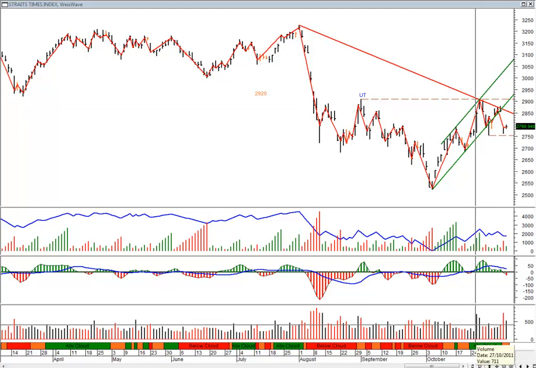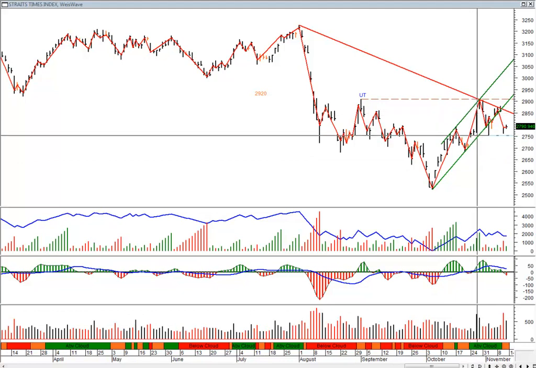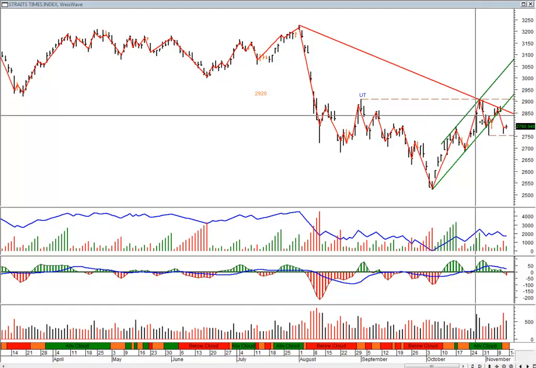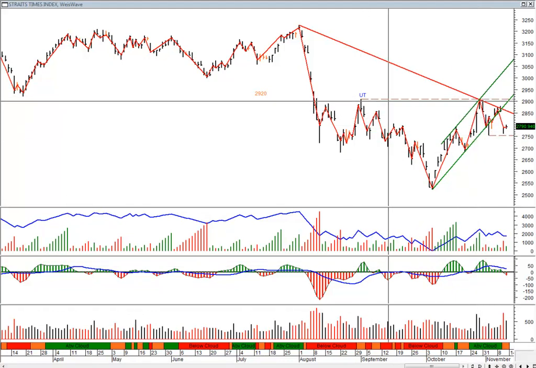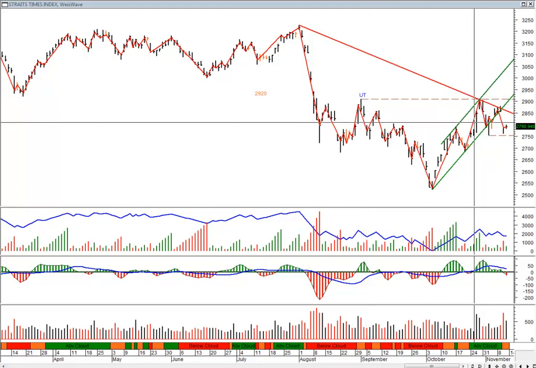The rally back up here into the UT area is also not a very good show of demand, because of the sudden increase in volume on the up bars. So it might just be a bit climactic on this up move here. And we also failed at the UT level here, so that is not a very good sign at this level.